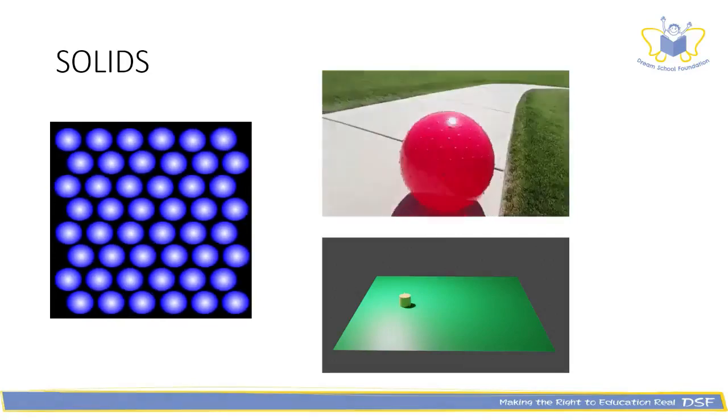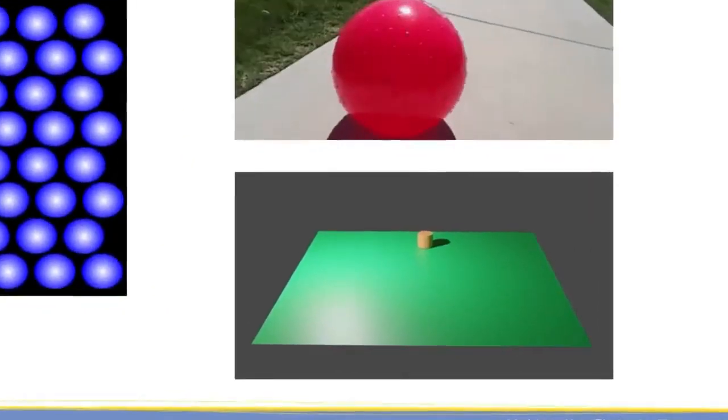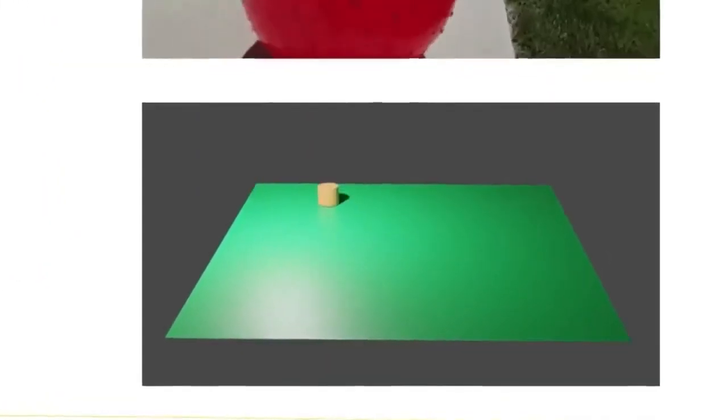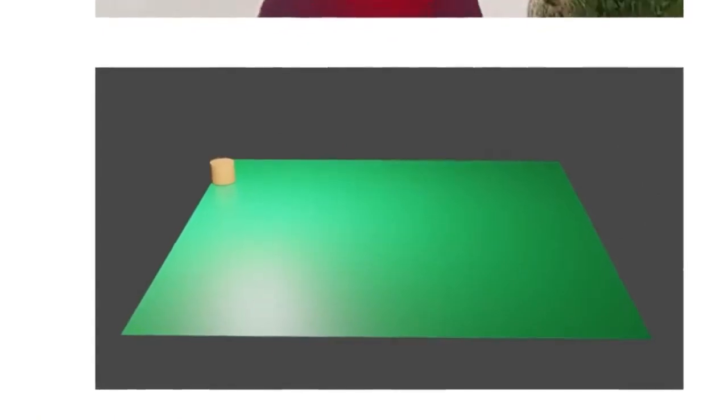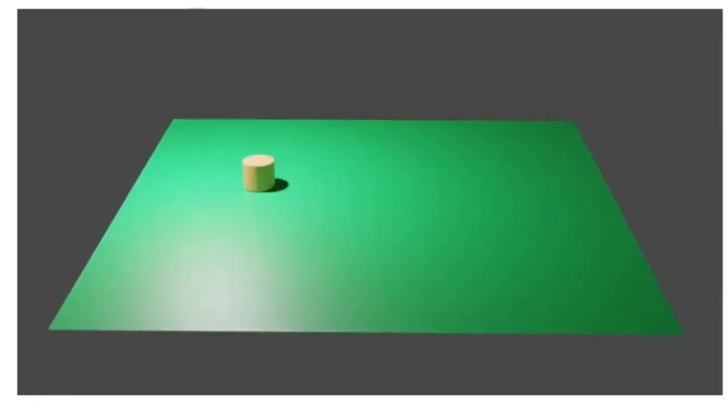Now let us look at this cylinder that is being placed in different places out here. Observe that no matter where the cylinder is placed, it still occupies the same amount of space. Let us look at the volume of a solid once again.